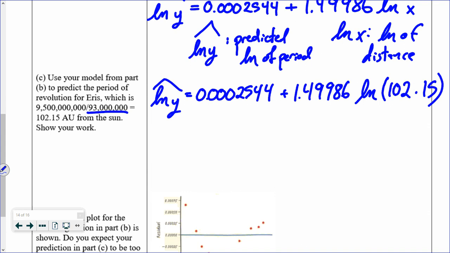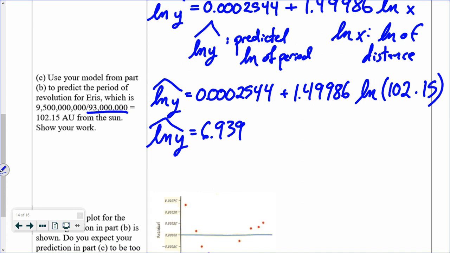Clear everything out. 102.15. Where's my ln? ln, okay. Times 1.49986. Enter there. All right. Plus 0.0002544. Okay. So I've got now natural log of y hat is 6.939. I'm going to truncate it there.